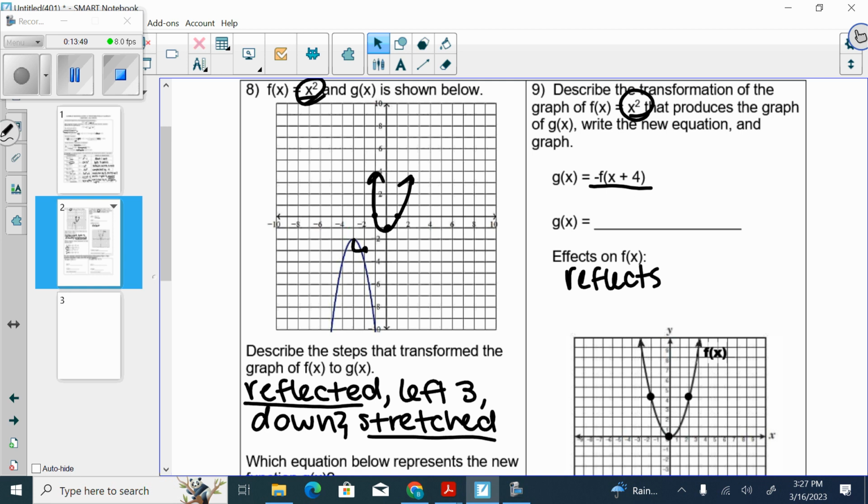Okay, so we know it reflects, so it has to have a negative out in front. Does it have a number in front? No. So it doesn't stretch or compress, apparently, right? Okay. Does it have anything inside the parentheses? Yeah. So it's x plus 4. Does x plus 4 mean we moved left or right? Left. Very good. So it also went left 4. Does it have anything on the end? No. So that's it. That's all that happens. Okay. So we've got the equation.